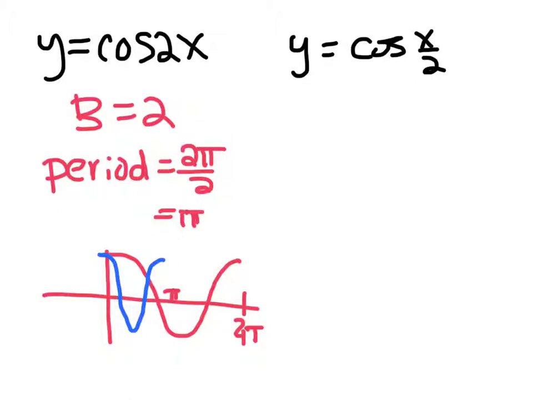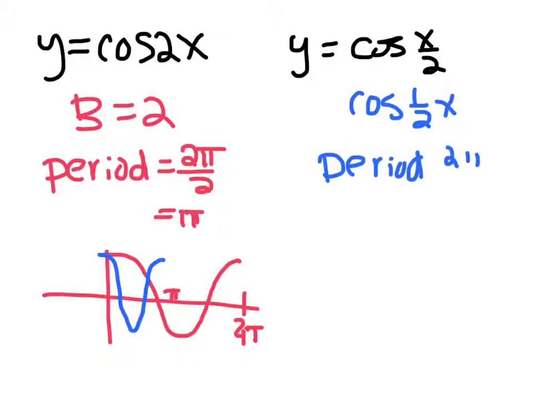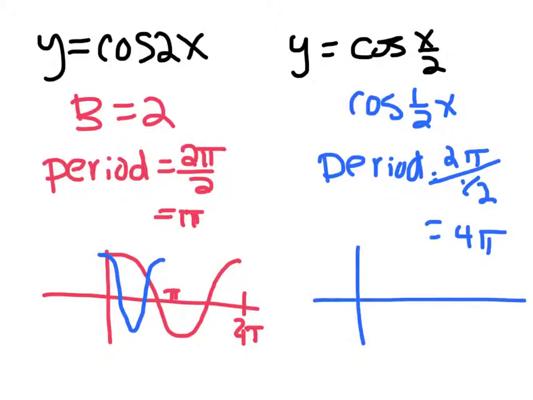Now in this case, the reason students had trouble is because they're not seeing this as the cosine of 1/2 x. And so now the period is 2 pi divided by 1/2, and then we have the people who just can't divide fractions. That's equal to 4 pi, and so in this case, the cosine function gets stretched out. Let's try that again. The cosine function is going to get stretched out to where this number is at 4 pi.